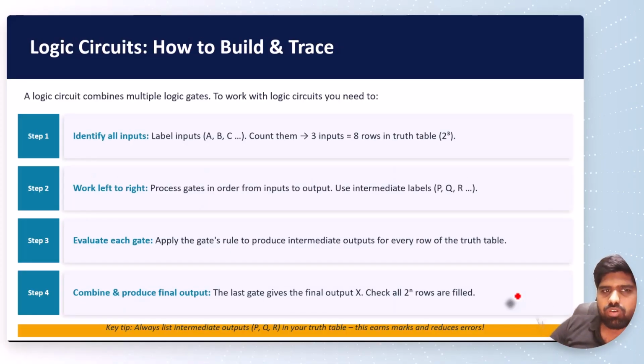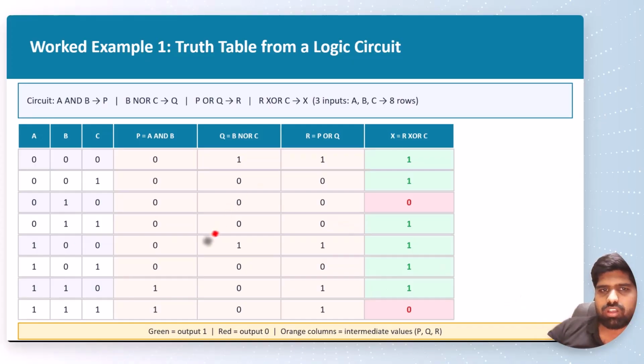Now the question comes up of how you can build and trace a logic circuit. First of all, there's a simple question given over here for you. We have inputs A and B, and they are producing P, so you're doing A AND B together. You're applying the AND over here, so if both of them are 1, then it will produce 1. Only these two are 1, so it will produce a 1 over here. And then we have got B NOR C.